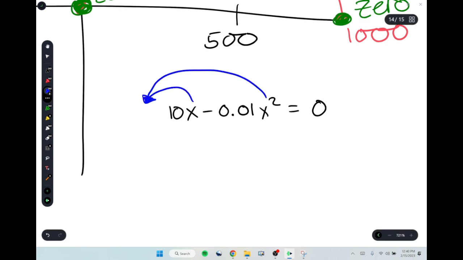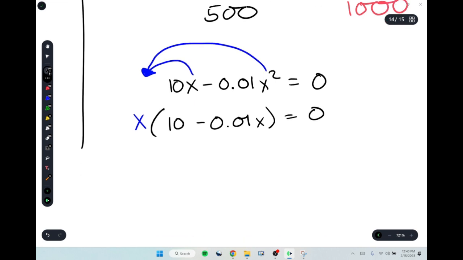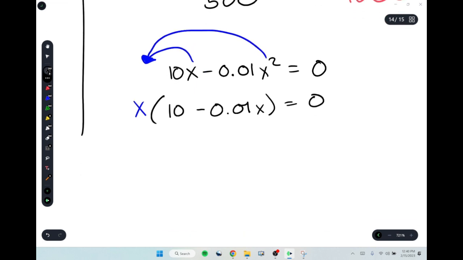Let's yank out an x. What are you left with? 10 minus 0.01x. Now, how do you solve for zeros at this point?